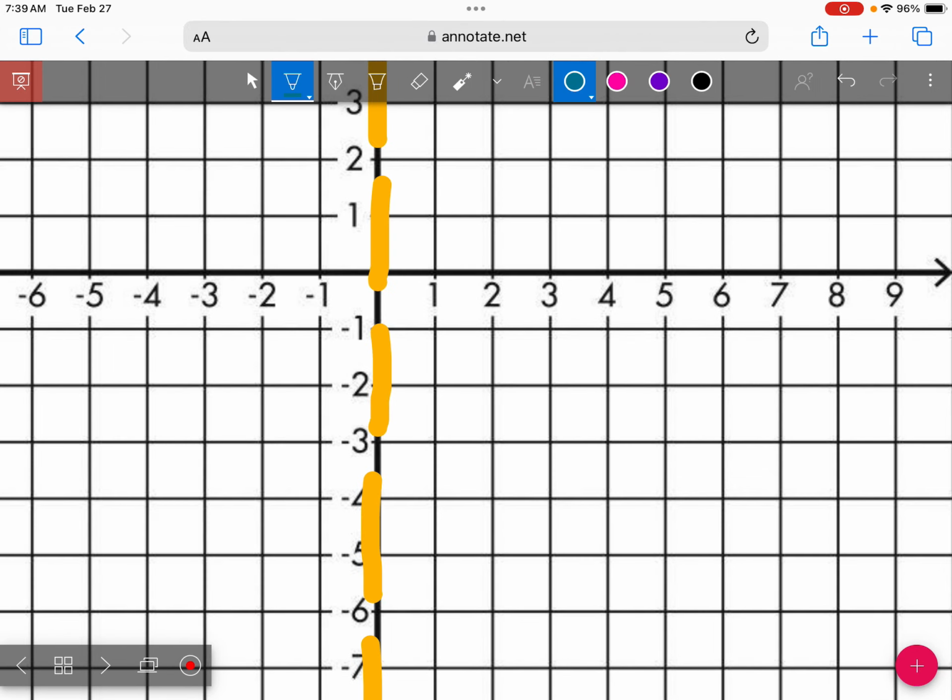Then we're going to plot up all of our points. X is 1/16, y is -2. So it's going to be really, really close to that wall, but not crossing it. X is 1/4, y is -1. Again, really, really close to that wall, but not crossing it.